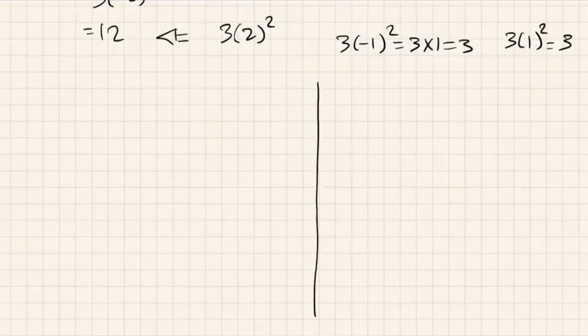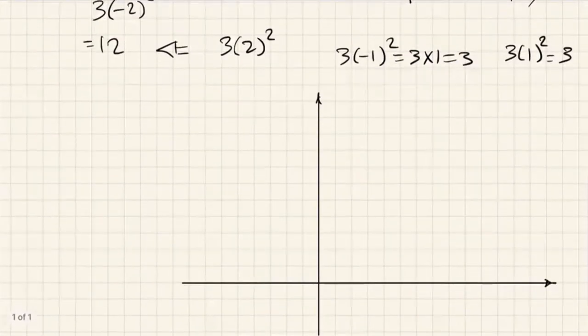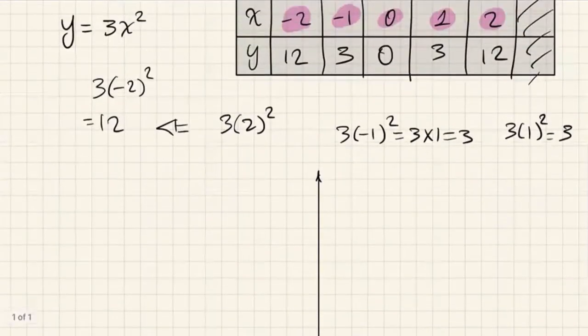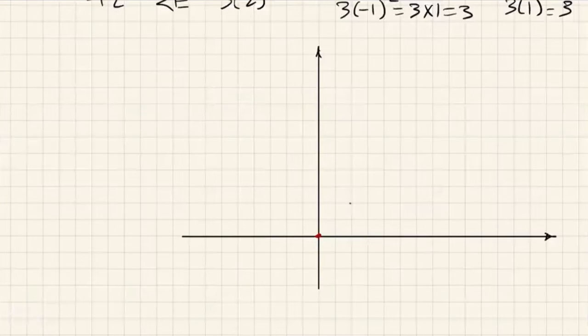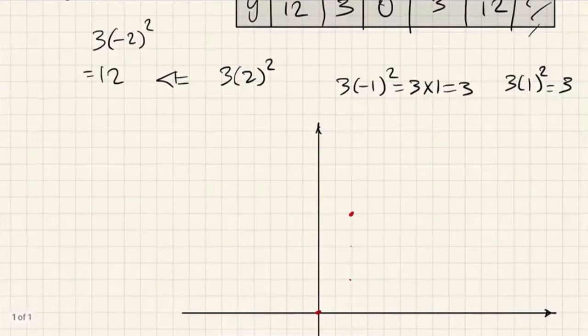This is the y-axis, and this is the x-axis. So I have to plot the points 0, 0. So 0, 0 is here. Then 1, 3. So this is 1, 2, 3, so 3 is here. Negative 1, 3 will be here also. Then negative 2, 12. The graph will be a little bit bigger, so I will make this 1, 2, 3, and negative 1, negative 2, negative 3.